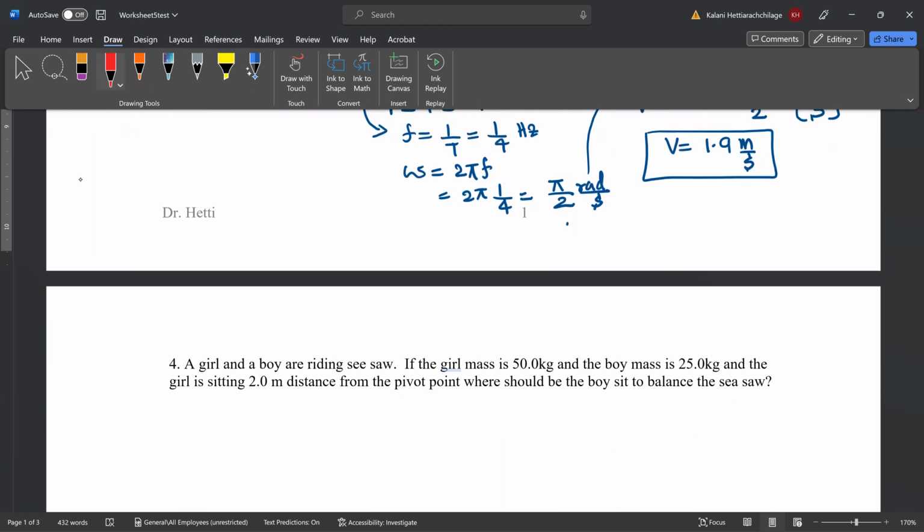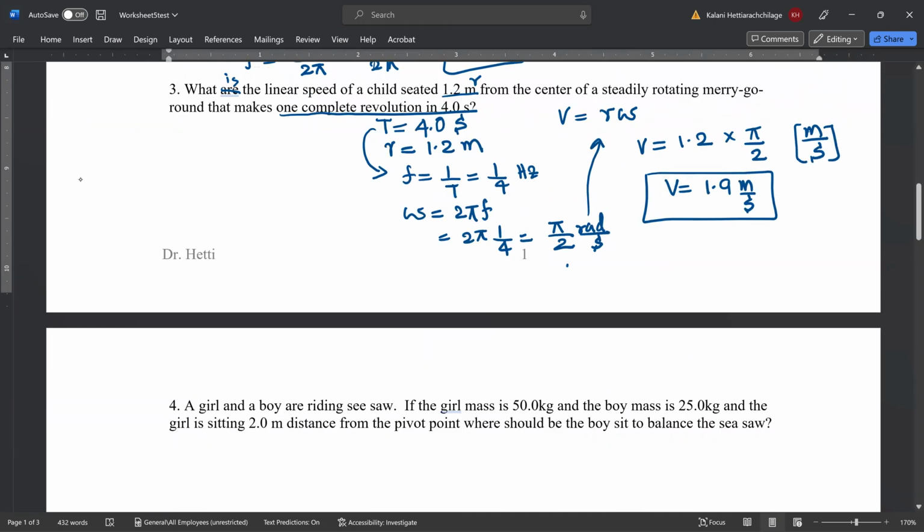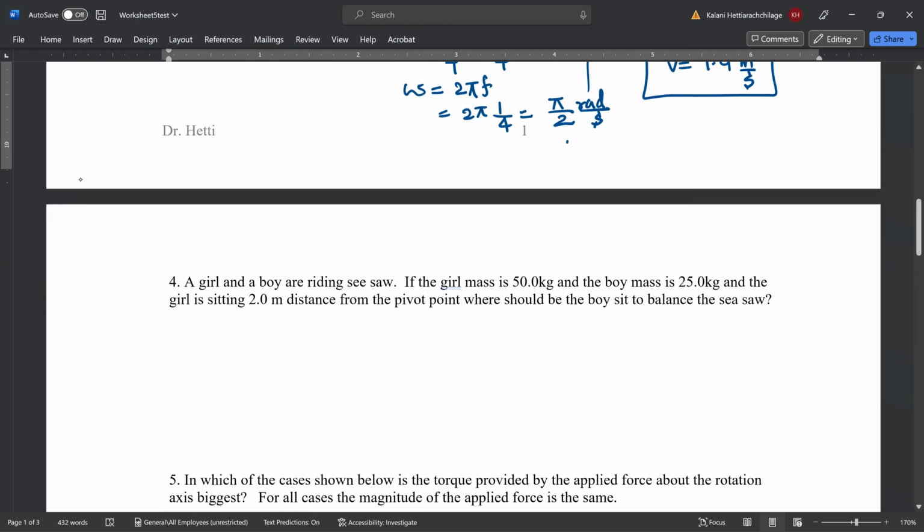Okay, now let's move into question number 4. So question number 4, there is a girl and a boy riding the seesaw. This is related to rotational force or the torque. If the girl's mass is 50 kilograms and the boy's mass is 25 kilograms, and let's draw a diagram. So you have a seesaw and your 50 kilograms, going to write it as the mass of the girl and this is mass of the boy, right?